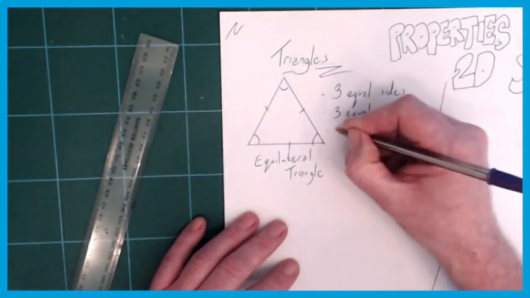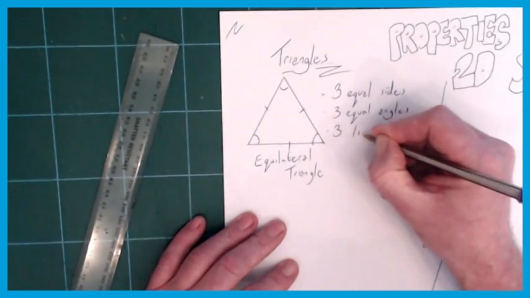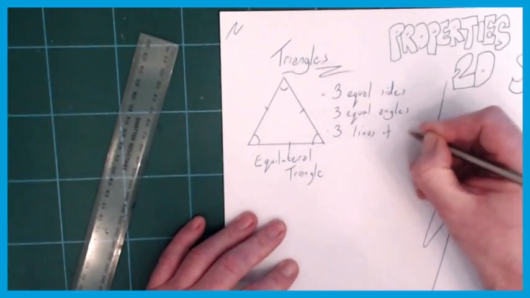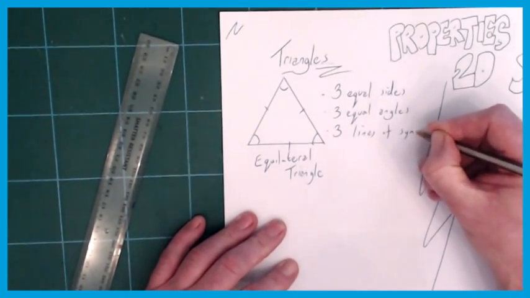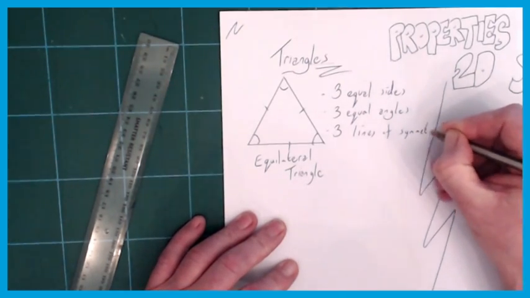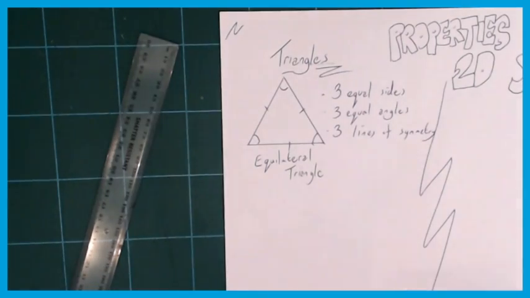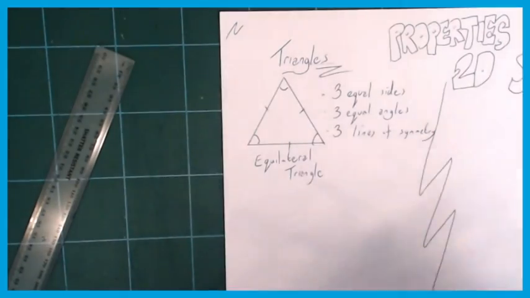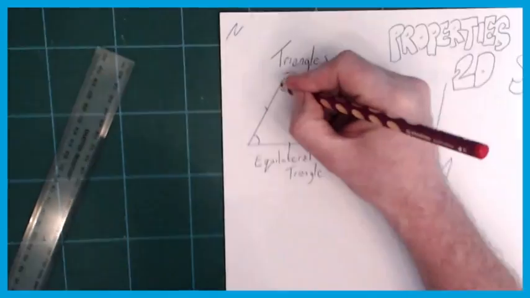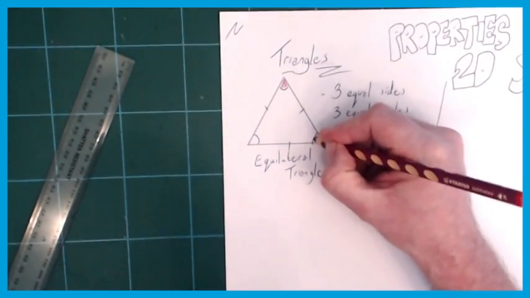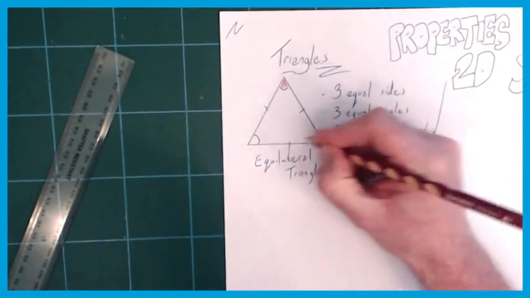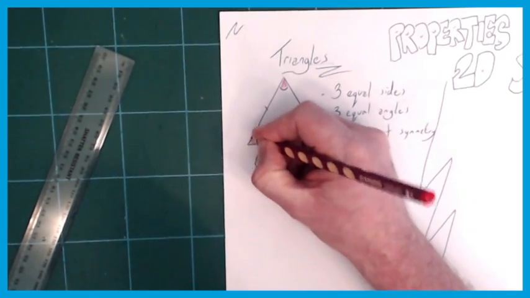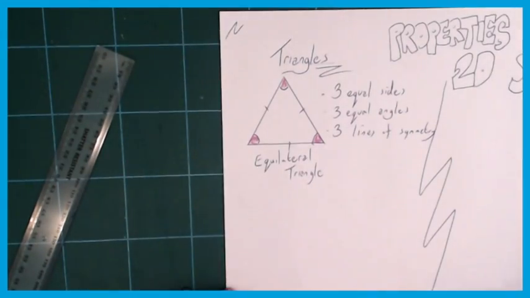I'm not going to put that on here. Oh, go on then, let's put it on. Three lines of symmetry. Just squeeze that in there, this bit. So this is an equilateral triangle with equal sides, equal angles, and three lines of symmetry.